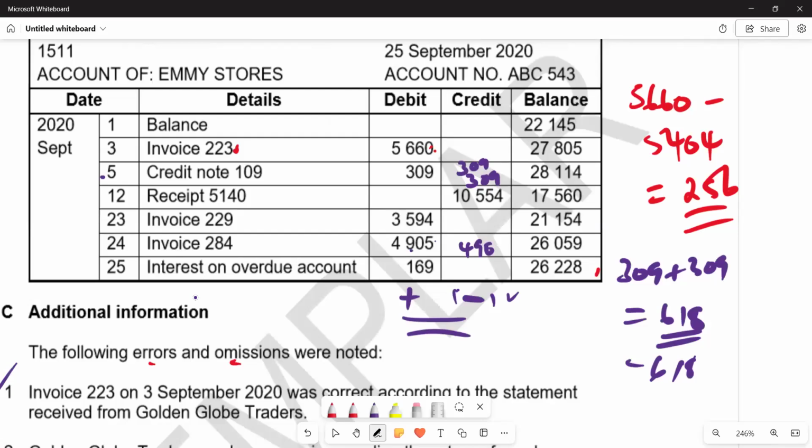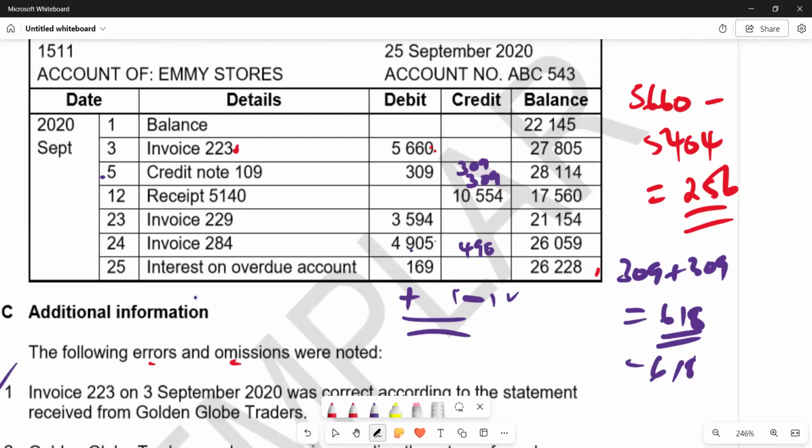When we go to information number 6, it reads invoice 302 did not appear on the statement received from Golden Globe Traders, as this transaction took place after their statement date. So we've got invoice 302, which is appearing on the ledger, but it's not there on the statement. So you need to put it on the statement. So you go to the ledger to find out the amount of that invoice 302. You see that we've got an invoice of 2,263 rands, which we need to put on the statement.